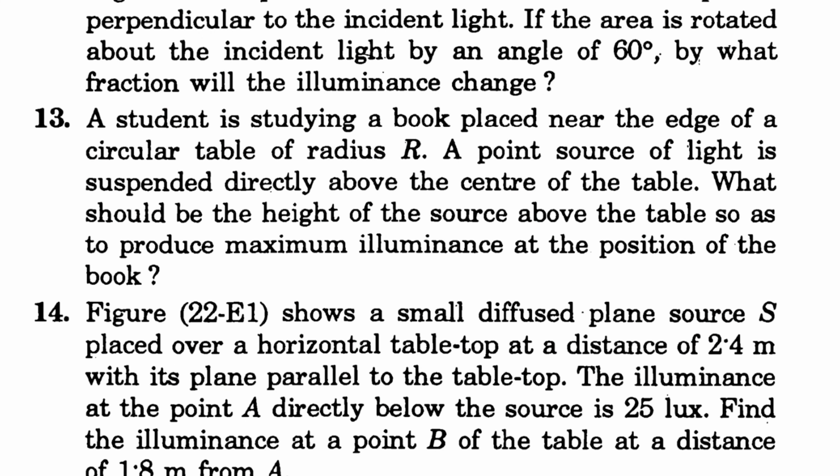Now let's start the 13th one. In the 13th question, there is a student studying a book placed near the edge of a circular table of radius r. A point source of light is suspended directly above the center of the table. Now what should be the height of the source above the table so as to produce maximum illuminance at the position of the book? So the situation is like this, there is a point source here.